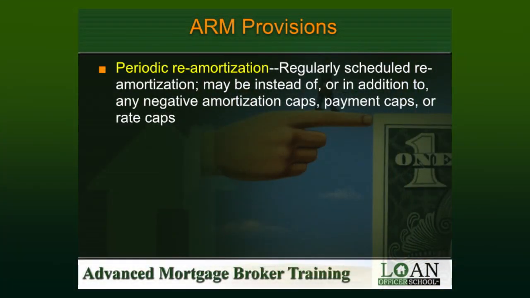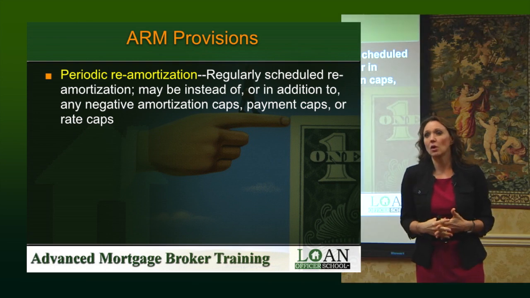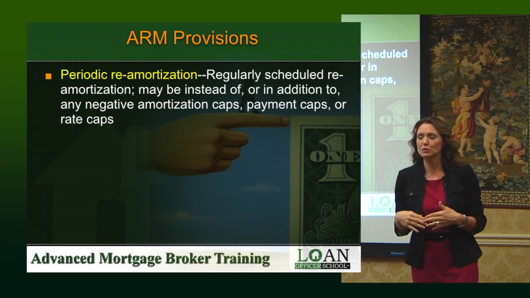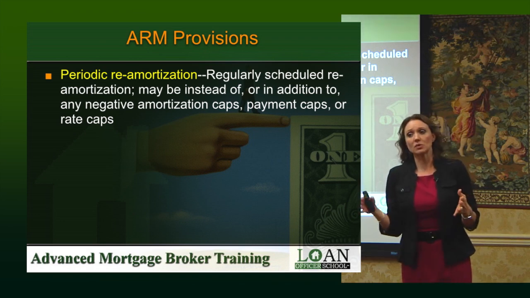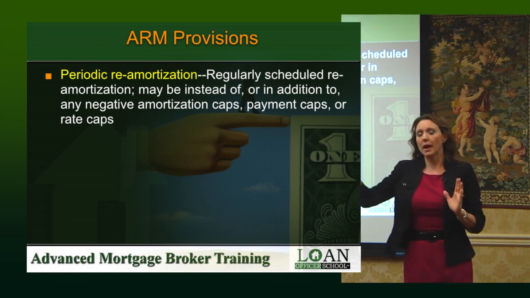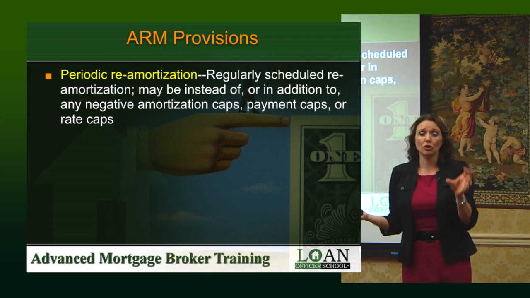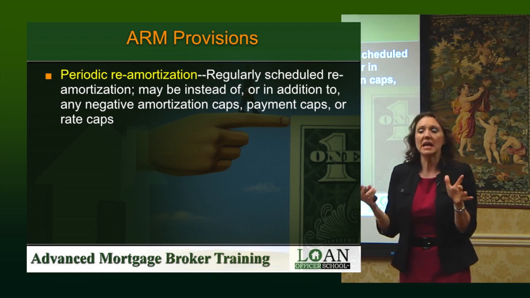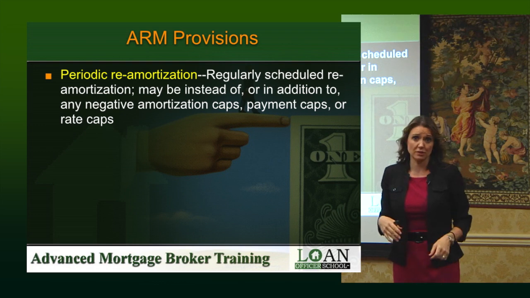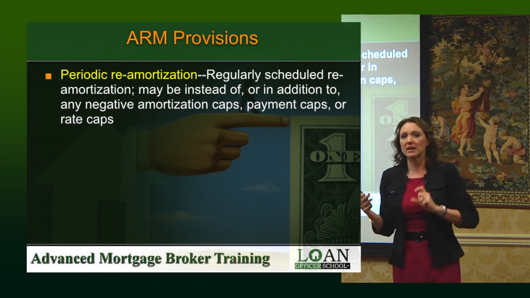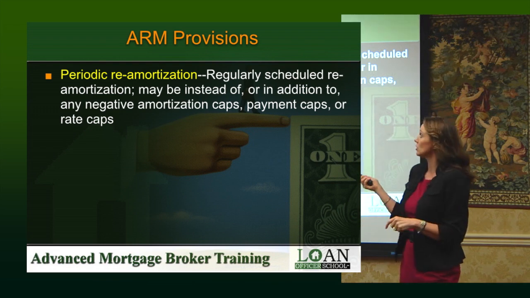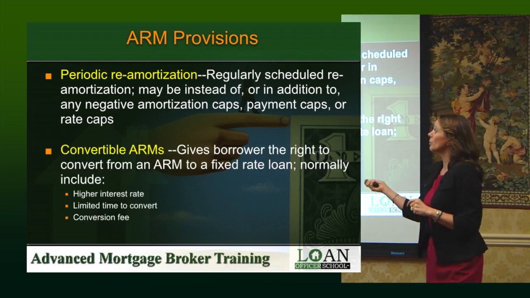Now, when it comes to provisions under ARMs, things that you need to look at. Periodic reamortization. This would be, again, a characteristic of the old negative amortizations. If you got to a point where you could no longer defer, they would re-amortize your loan, look at your new principal balance, which includes all that past deferred interest, and spread your loan out over the remaining term, and that's the new required payment that you'd have to make. That's called re-amortization.